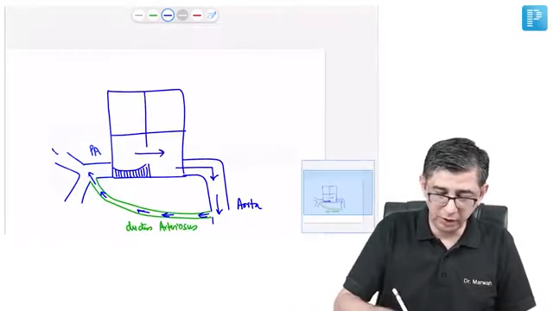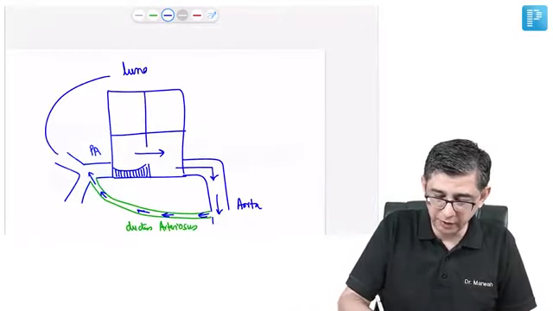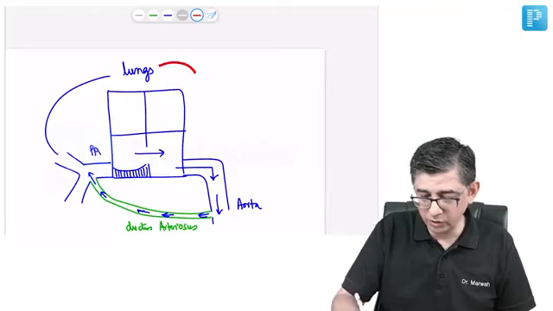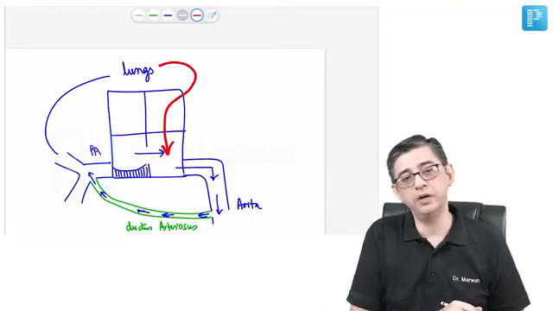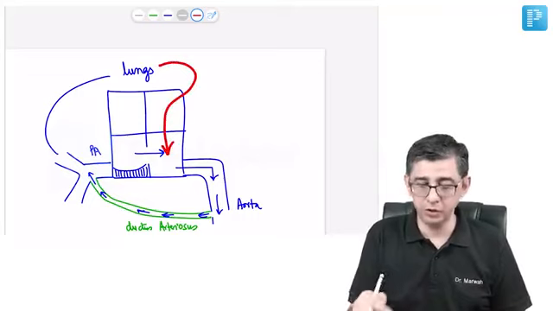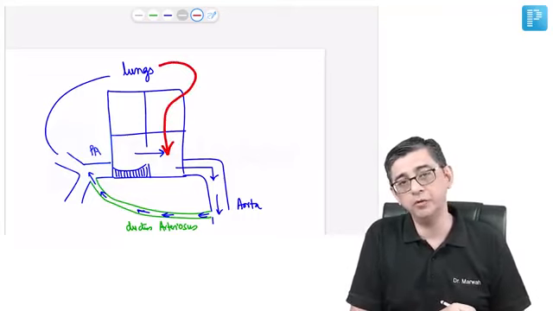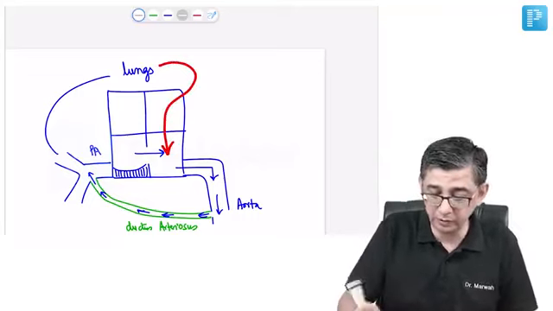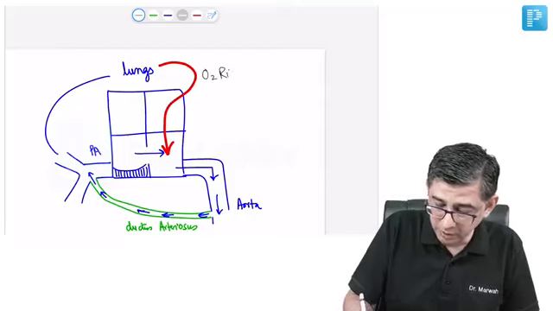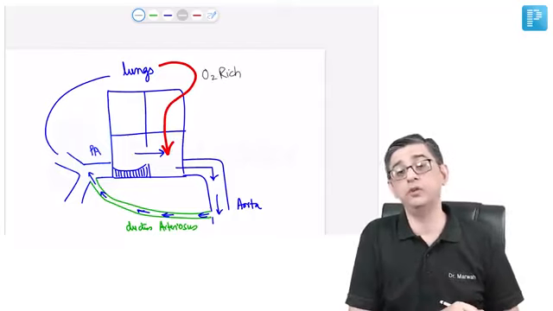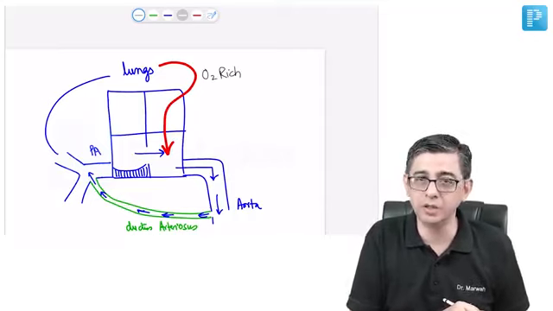All this blood that will ultimately reach the lungs of this patient will get oxygenated, and all this oxygen rich blood will come into the left side of the heart. So what is ultimately happening is oxygen rich blood is still coming to the left side of the heart. So cyanosis in these patients may not be noticed.